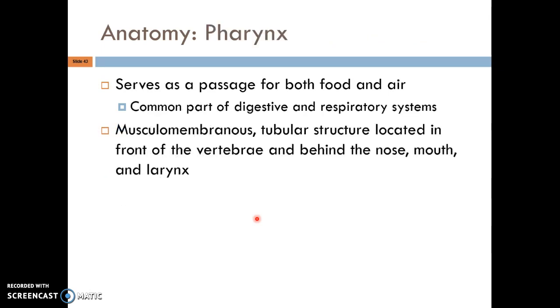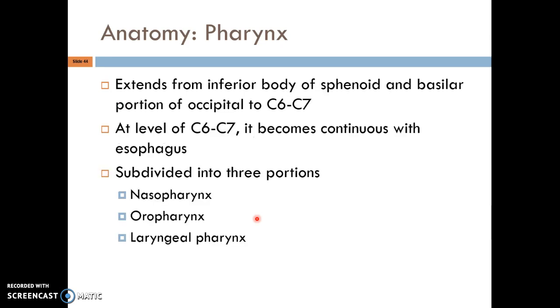glands. So starting out with the pharynx, it serves as a passage for food and air. It is the common area for the digestive and respiratory system. It is a musculomembranous tubular structure located in the front of the vertebrae and behind the nose, mouth, and larynx. It extends from the inferior body of the sphenoid and basilar portion of the occipital bone to C6, C7. At the level of C6, C7, it becomes continuous with the esophagus.